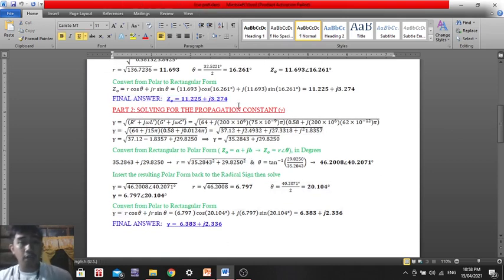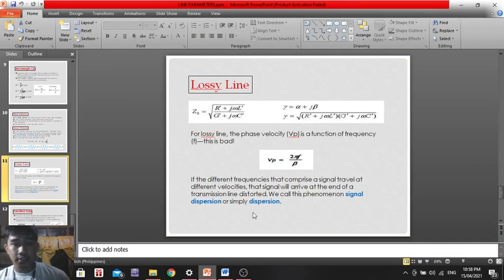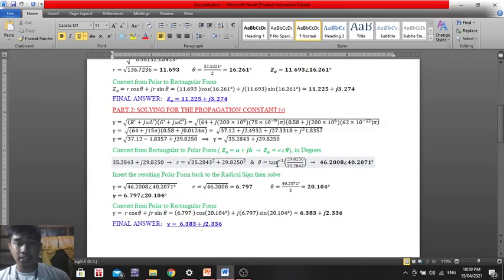Now part 2 is solving for the propagation constant. This is fairly easy because you can just input it directly. But of course, since we're dealing with complex numbers, we can't just divide or get the square root as it is. We have to convert back and forth so that we can compute it correctly. This is the equation for the propagation constant. Of course, we insert our givens and we simplify it, resulting in this.